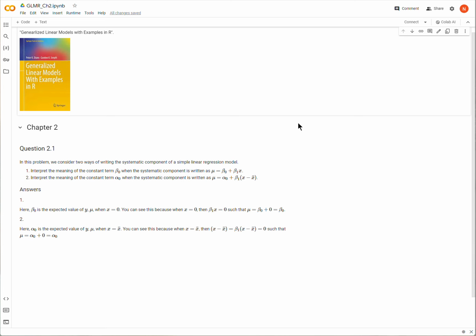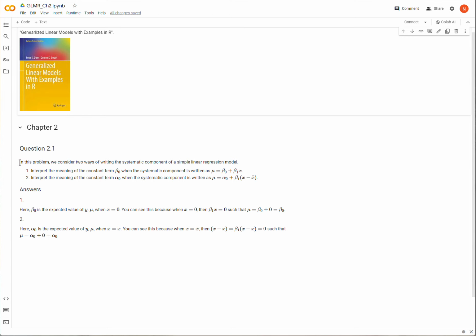Okay, so we are in this textbook right here, Generalized Linear Models with Examples in R. And we're in Chapter 2, which is discussing linear models. So not generalized linear models, but linear models for data that is normally distributed.